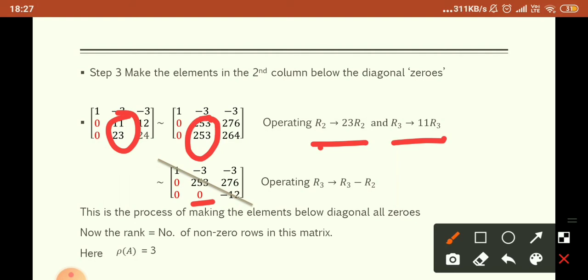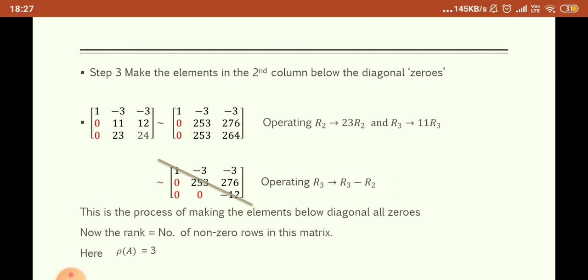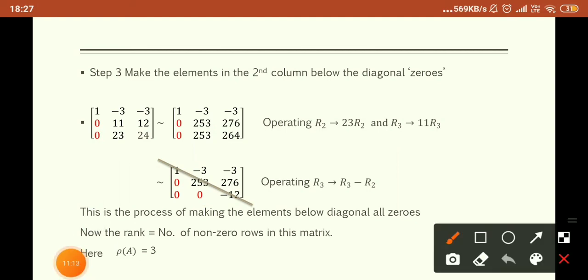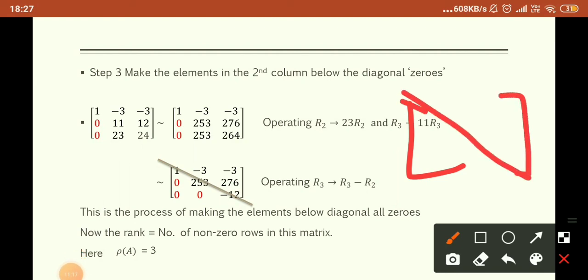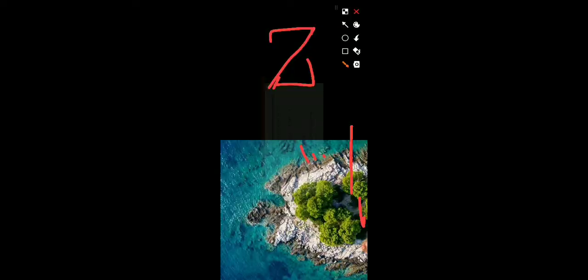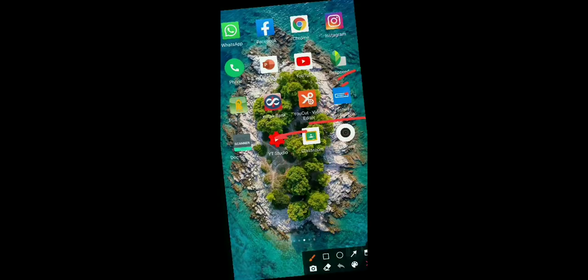Now we can say that if we obtain this form of a matrix, where all the elements below the main diagonal are 0, then you count how many non-zero rows there are in the new, equivalent matrix. So how many non-zero rows are there? 1, 2, 3. So the rank will be 3. So this is the way of finding the rank.